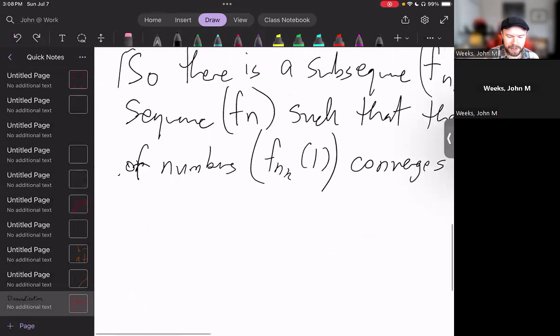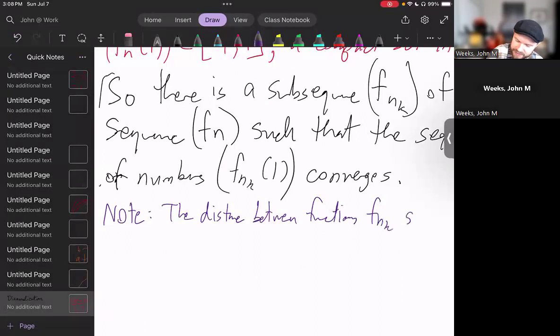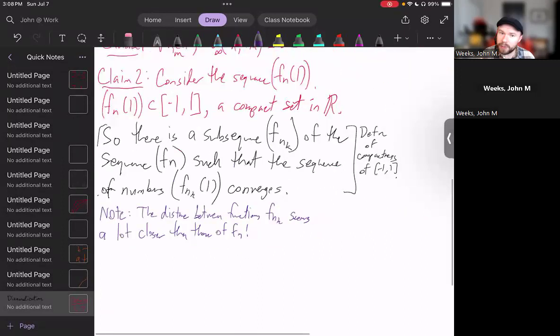So let's just make a quick note to that. Note the distance between functions f sub n sub k seems a lot closer than those of f sub n, which is a pretty cool fact. It seems like we're actually getting closer to this by forming a subsequence.